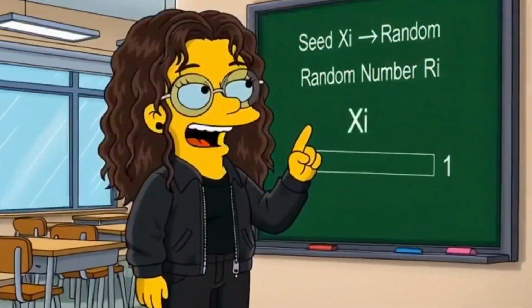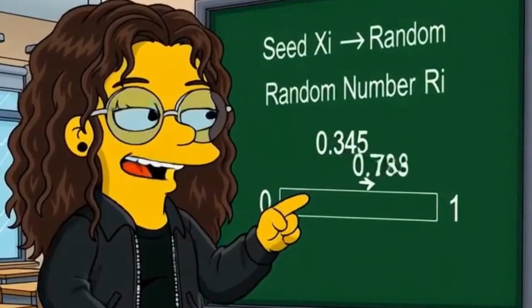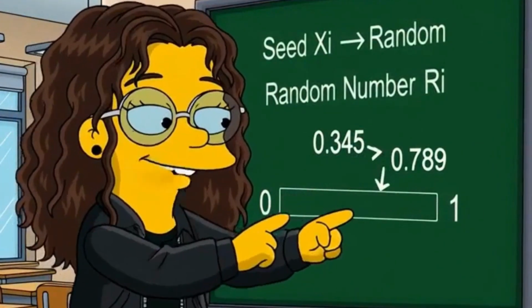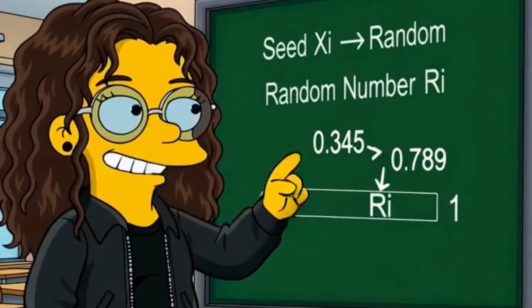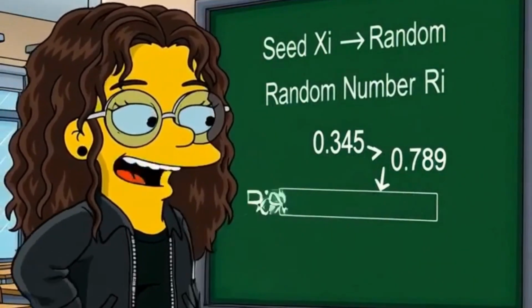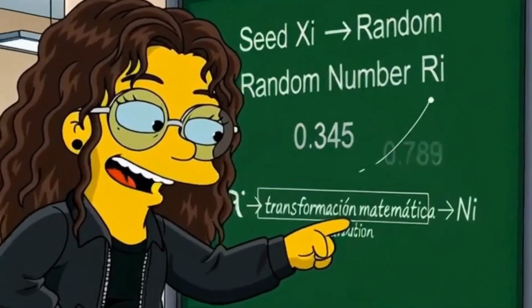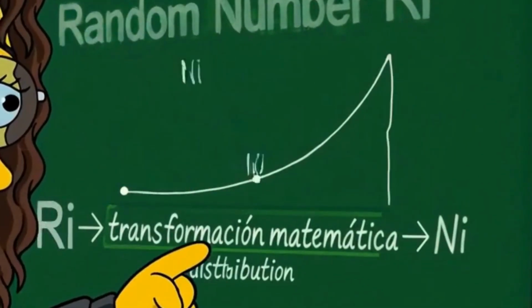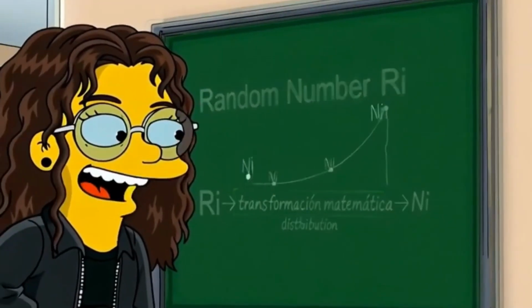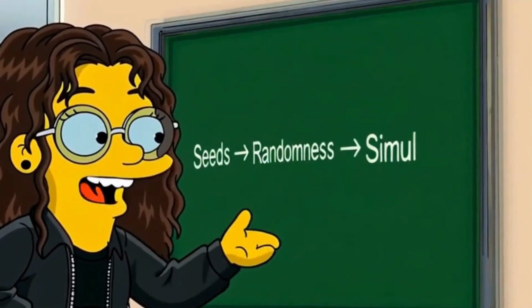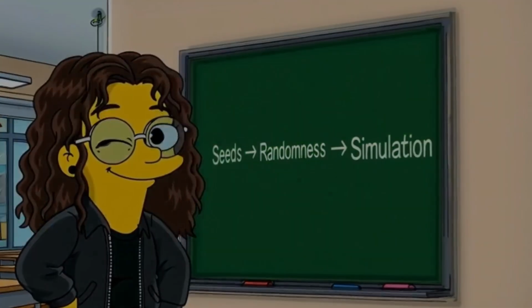The pipeline is elegant. Starting from a seed, we generate a uniform pseudo-random number array between 0 and 1. Then, using a mathematical transformation, we convert the array into a sample from the exponential distribution. This is the journey we will take today, from seeds to randomness to simulation.